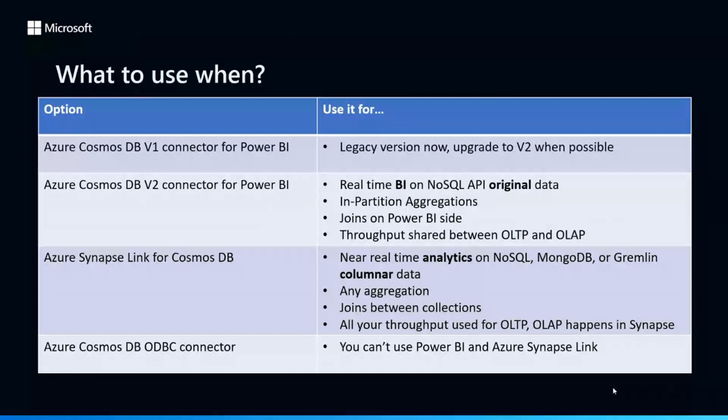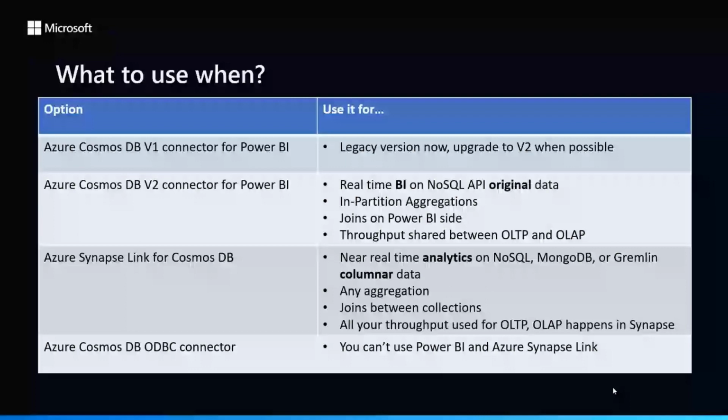But now, since we have Synapse Link, Power BI connector, the new connector, the old connector, what to use when? So let's see what are the options for analytics in Cosmos DB today. The first option I want to talk about is the old V1 connector. This is our legacy version now, and you should upgrade to V2 when possible.